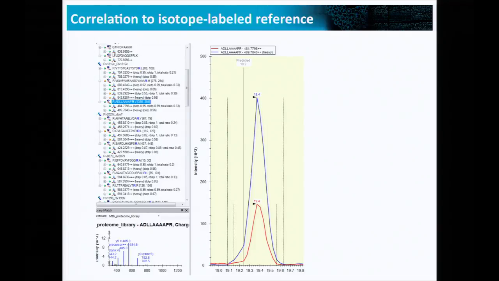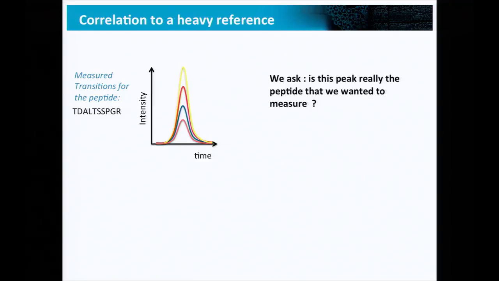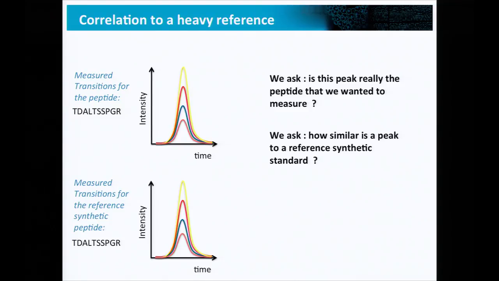And what should also happen is that because they are heavy and chemically identical, they should have all the same types of behavior when it comes to fragmentation, ionization, and so on. And so now we can change the question a bit and ask: if I measure these transitions for light, how similar is this to a heavy, so to a synthetic reference peptide or a synthetic reference protein for that matter?